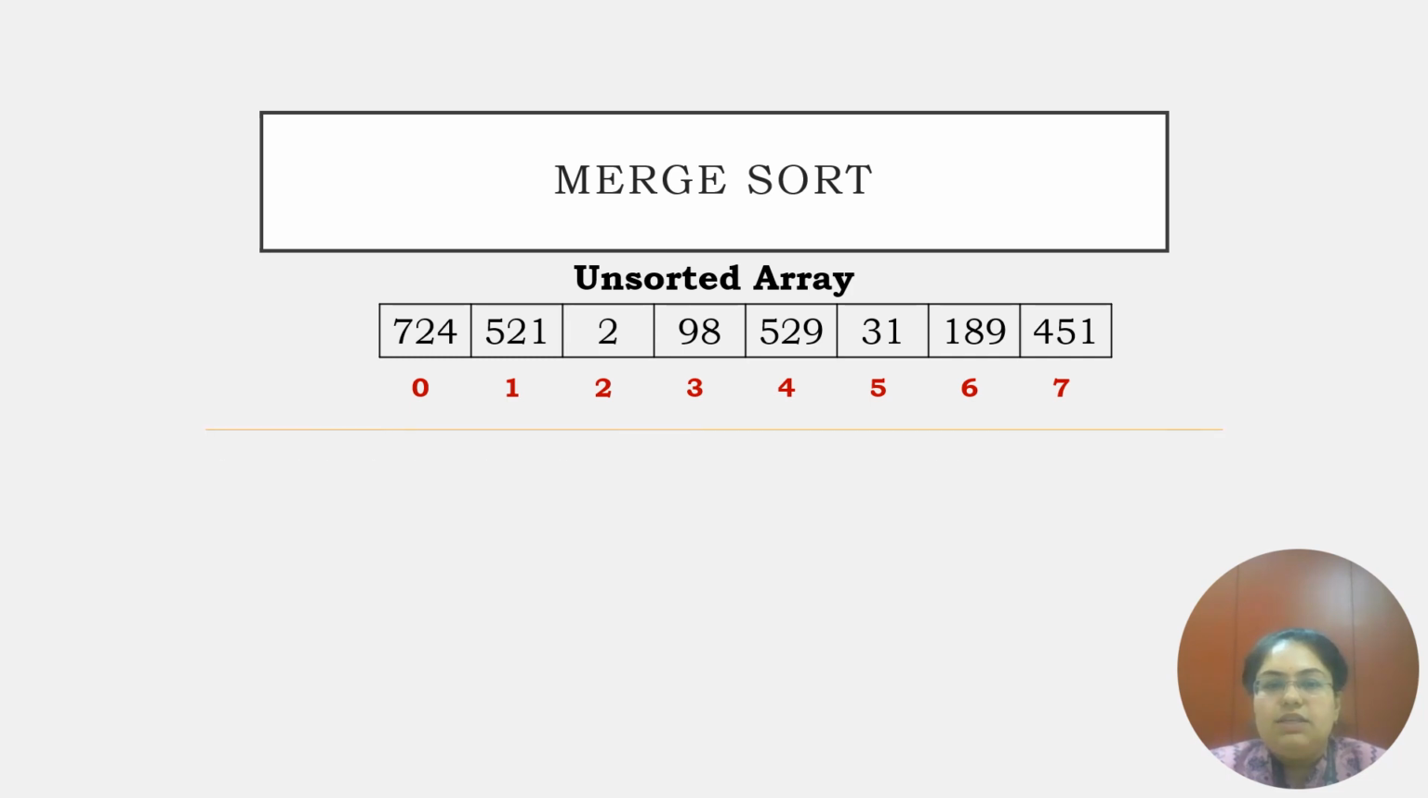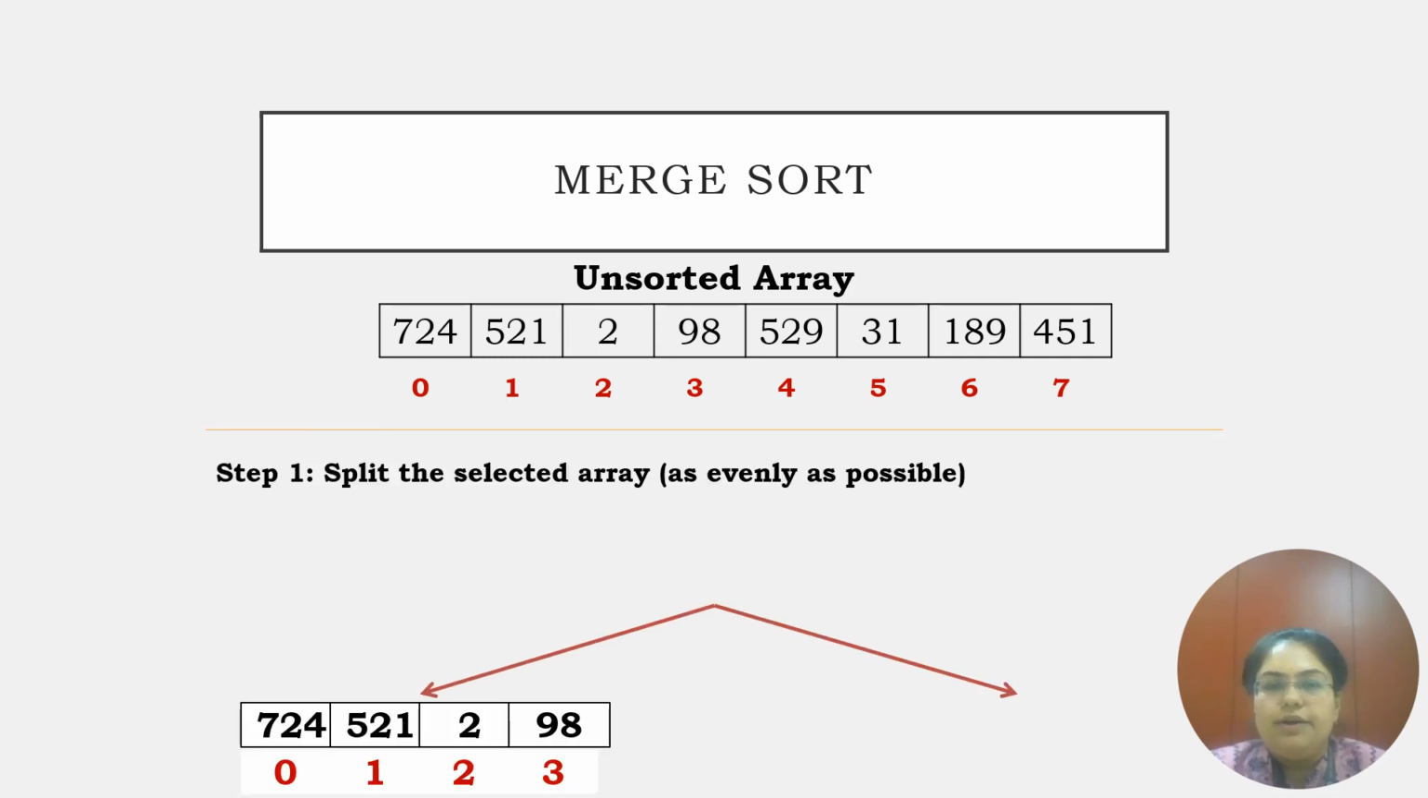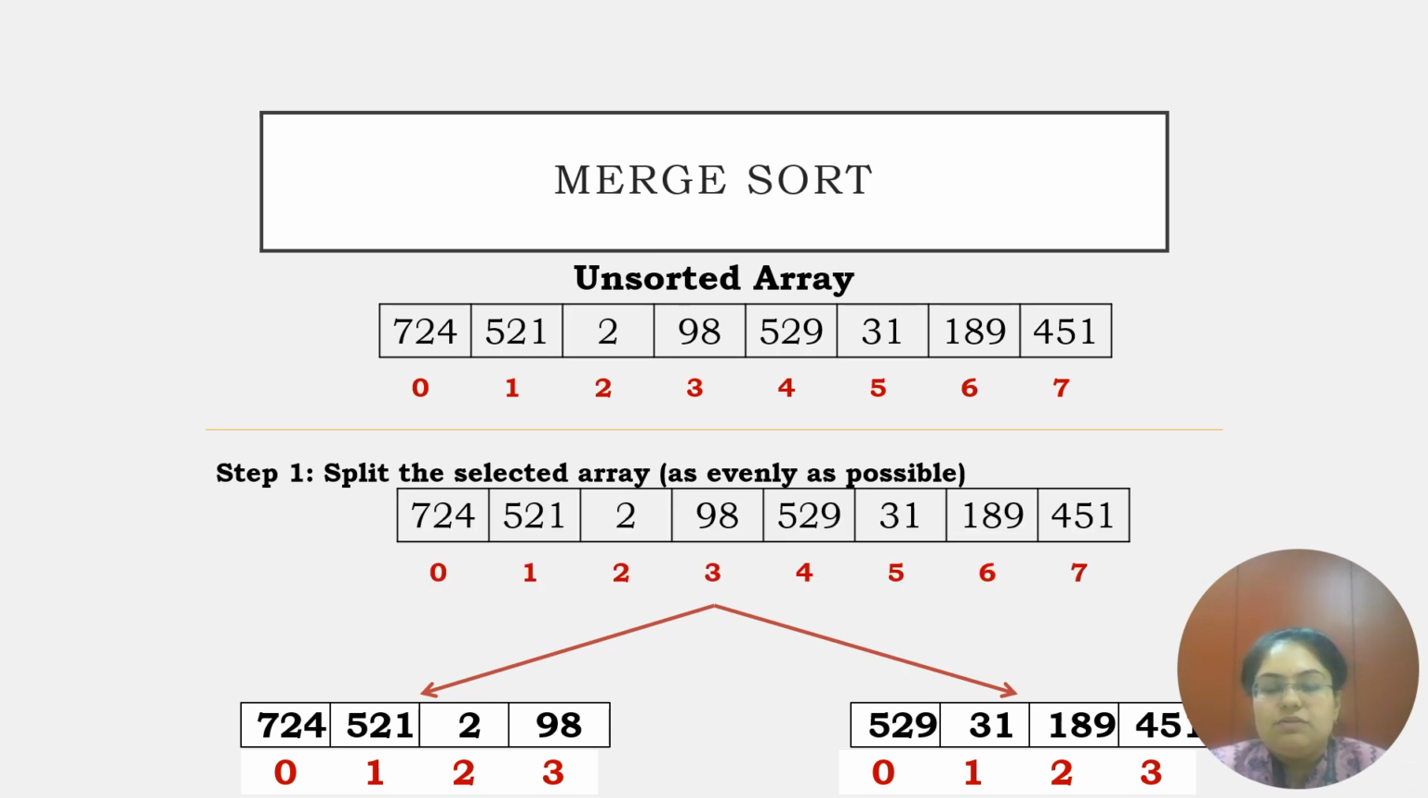So here we have an example of merge sort. We have an unsorted array with 8 elements, from index 0 to 7. To divide this array into two parts, we take the summation of the first index and last index and divide it by 2. So we have 0 plus 7 divided by 2, which gives us the value 3.